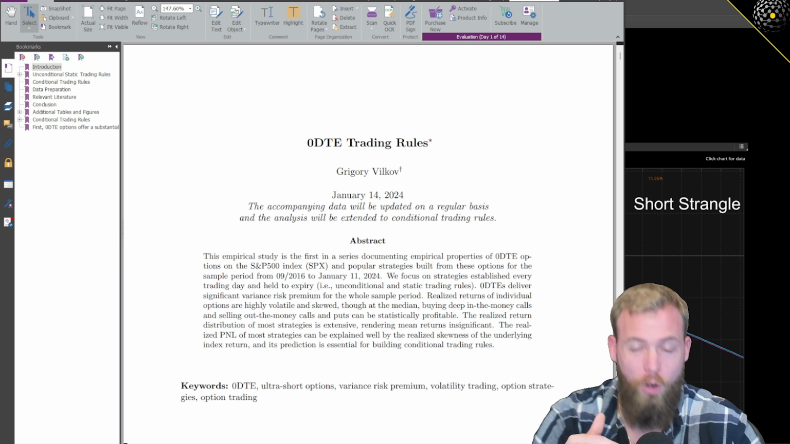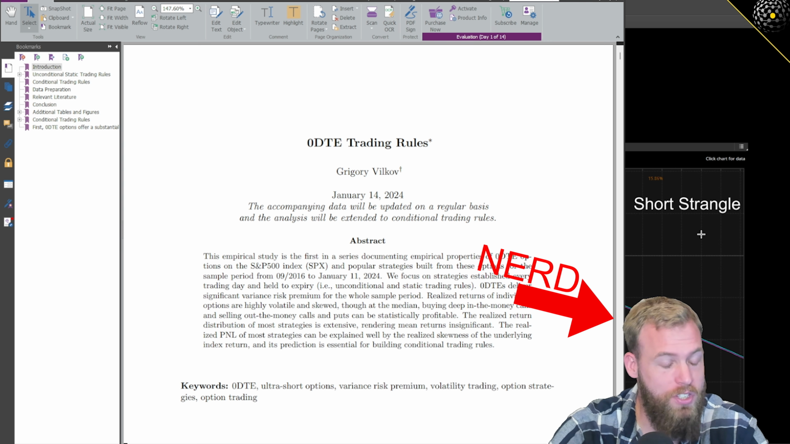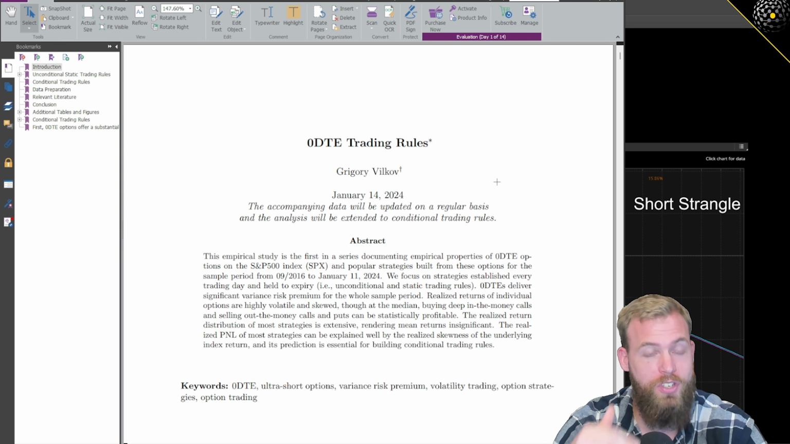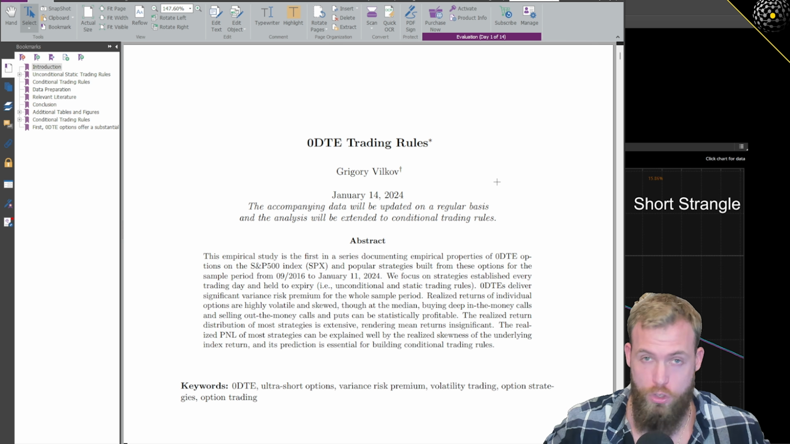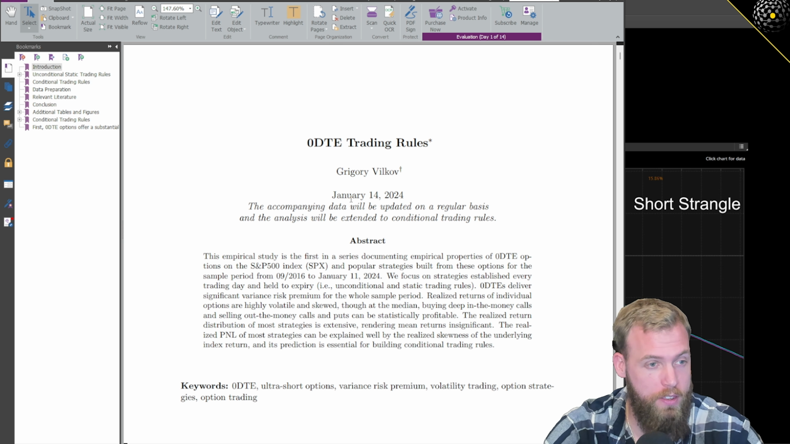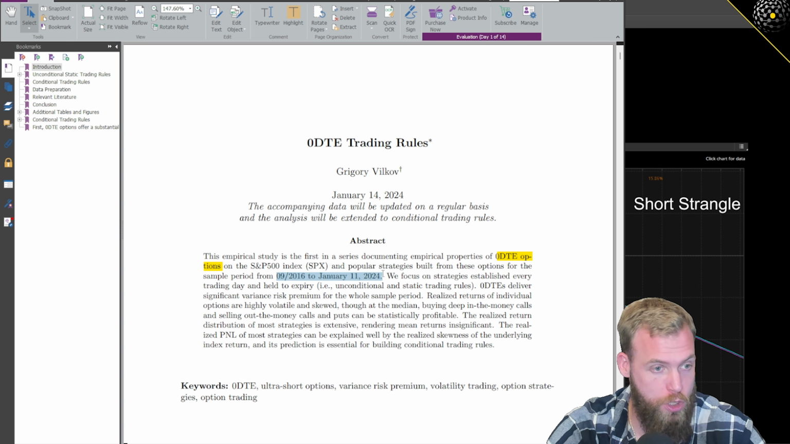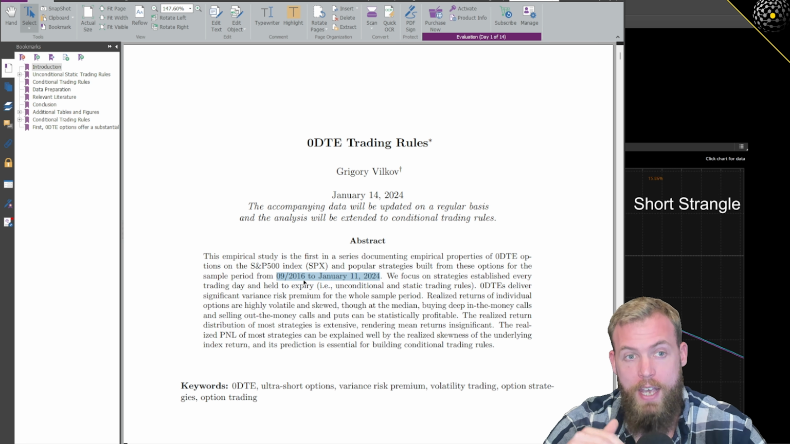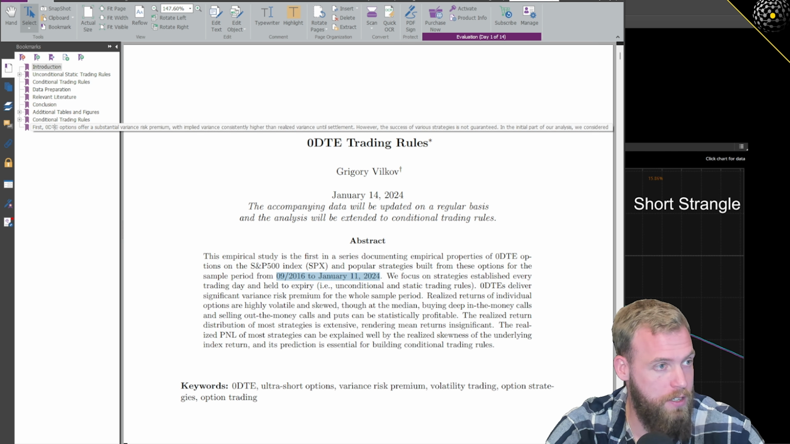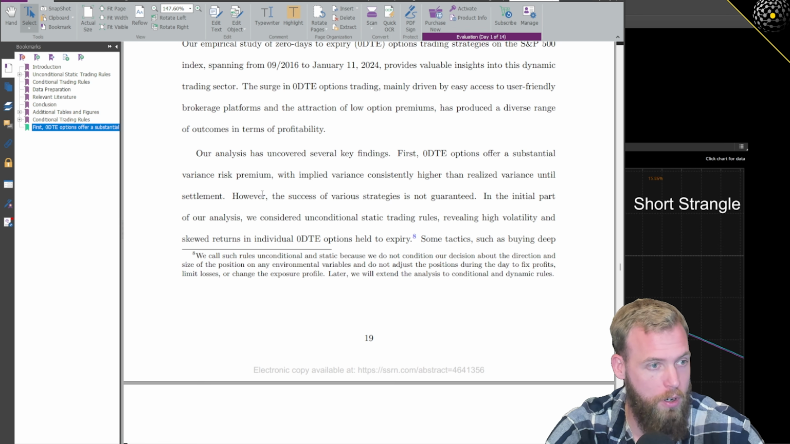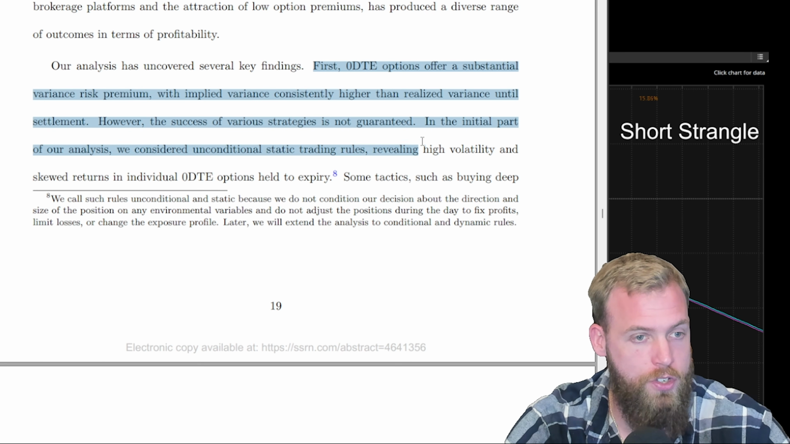As you may or may not know, I am a nerd and I'm continually looking for studies on markets in general. And this is a pretty new one. This is from 14 January 2024. And this looks at ZeroDTE options from 2016 out to 2024. And I want to share a specific section of this with you that I've bookmarked, which is this.